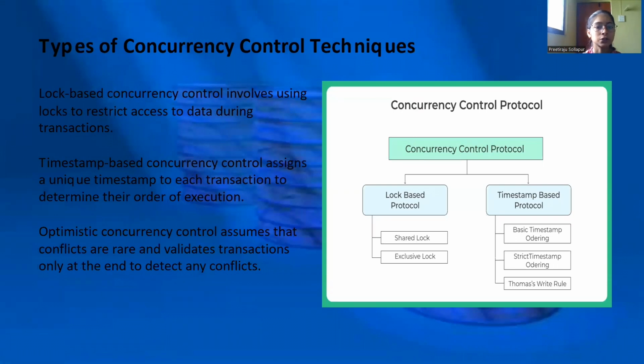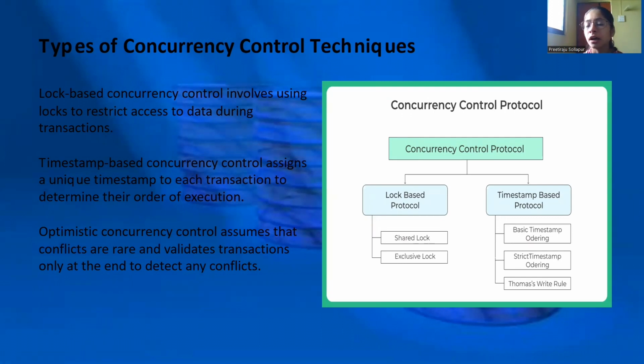Types of concurrency control techniques. Lock-based concurrency control involves using locks to restrict access to data during a transaction. Timestamp-based concurrency control assigns a unique timestamp to each transaction to determine their order of execution. Optimistic concurrency control assumes that conflicts are rare and validates transactions only at the end to detect any conflicts.